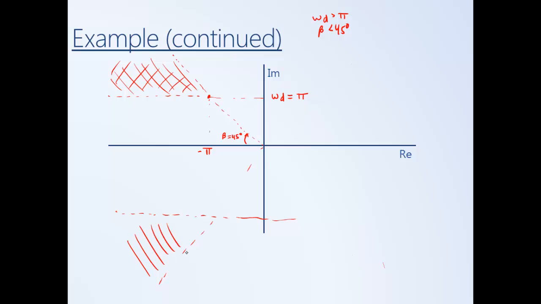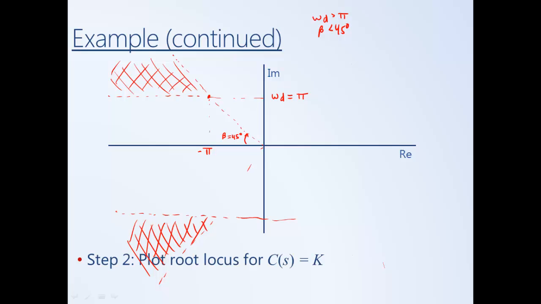So we will also have a desired region down here. At this point, we'll now plot the root locus using a simple proportional controller K. So from the previous slide, we have that our open loop transfer function is equal to K divided by S plus 2 times the quantity S plus 4 for a simple proportional gain.